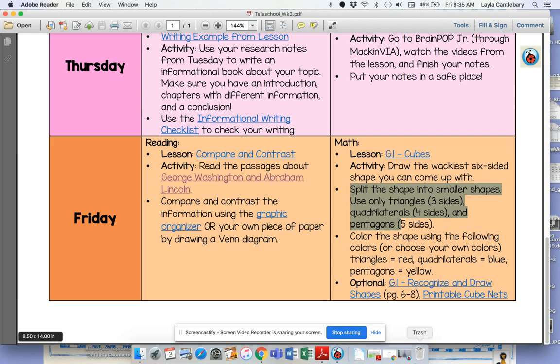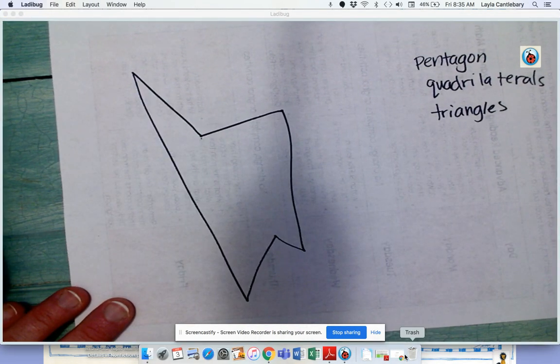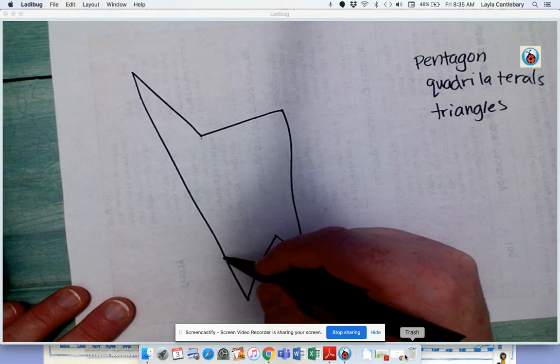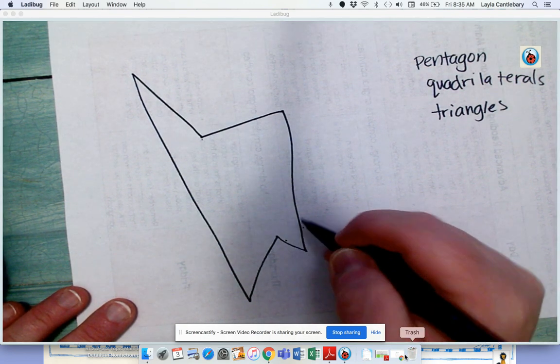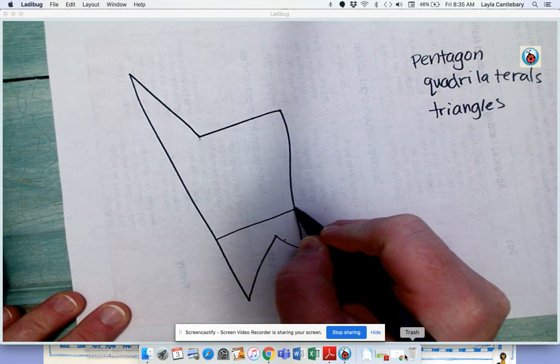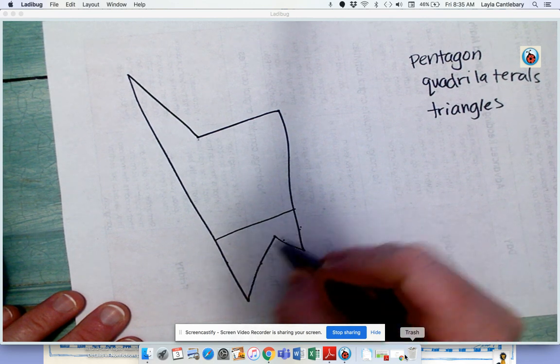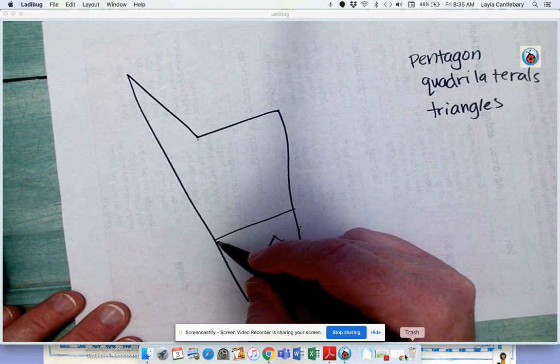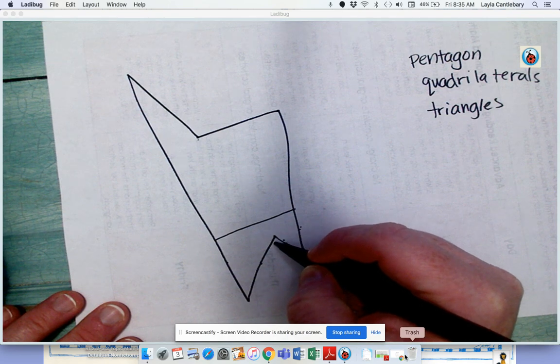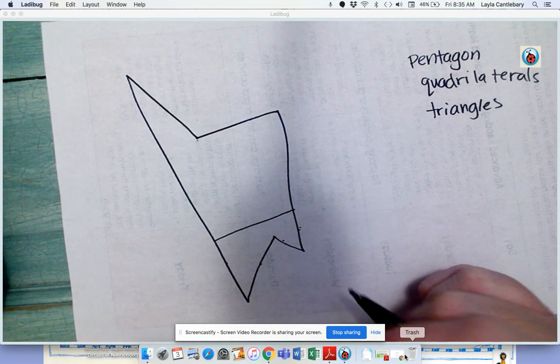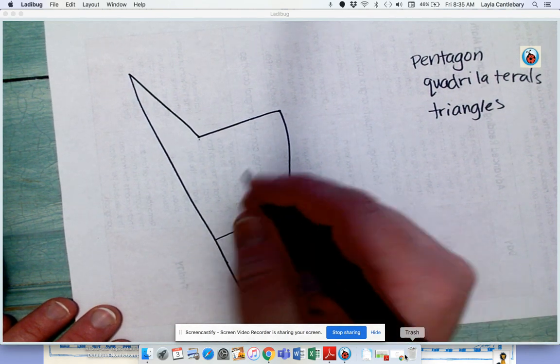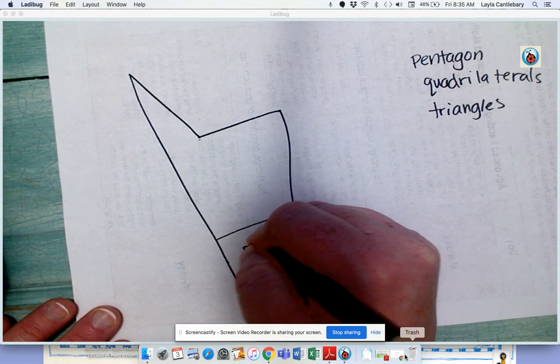So I'm going to look at mine. The thing that I think is going to be the hardest to do would be this 5, but look, 1, 2, 3, 4. Aha. So if I do this, I think this is a pentagon. 1, 2, 3, 4, 5. Yes. It has 5 sides and it probably has 5 angles. 1, 2, 3, 4, 5. It does. Okay. So there's my pentagon. I'm going to put that there.